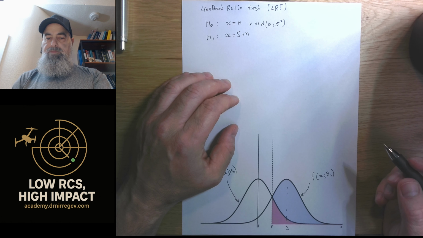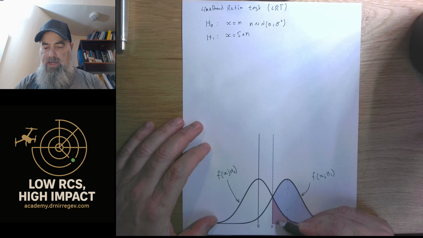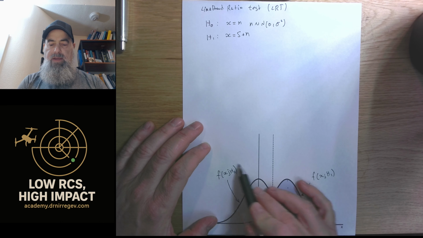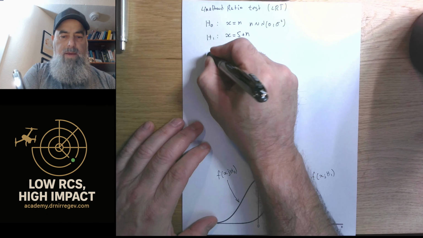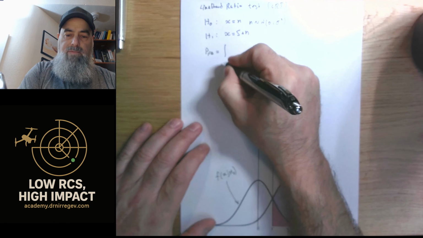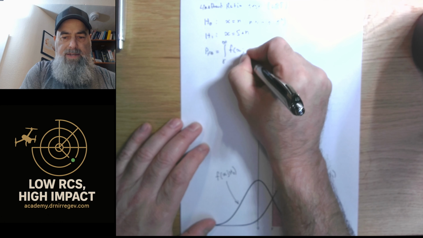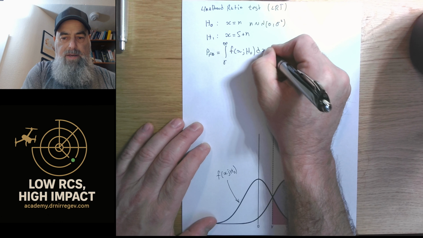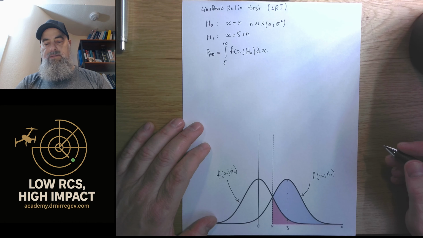Okay, so what is the false alarm? The false alarm is this area, this pink area here. Okay, the area under this curve, the PDF of X under hypothesis H naught. Okay, and if we write it, we can write that PFA equals the integral, the area, from gamma to infinity of what? Of the PDF of X under the null hypothesis. We're integrating over X. Okay, this is the X axis.